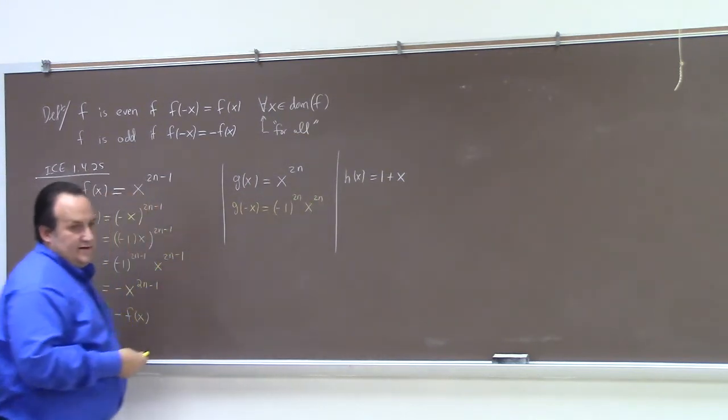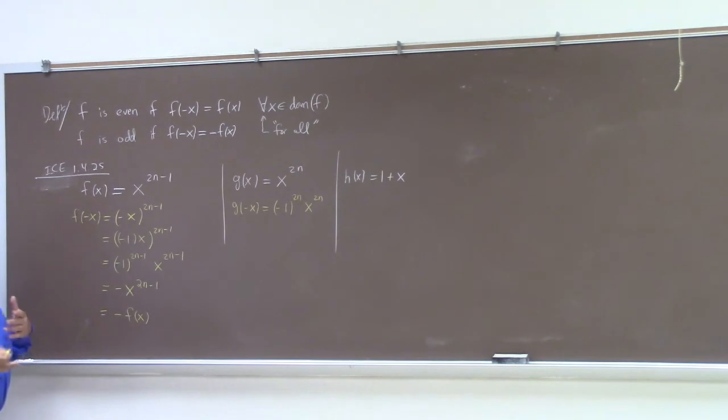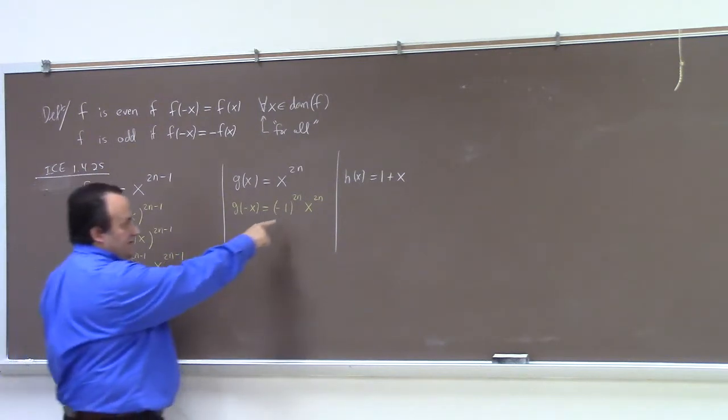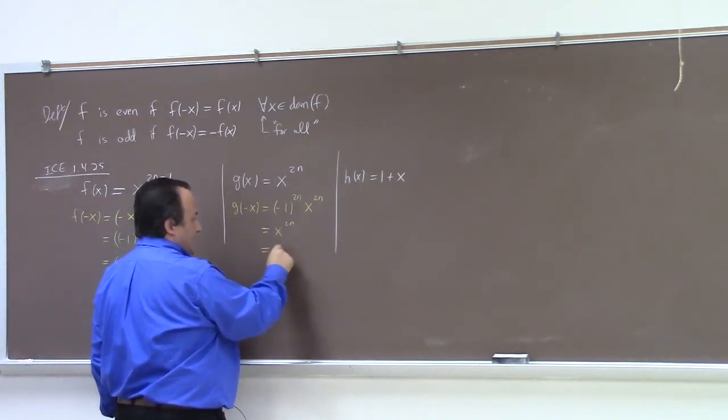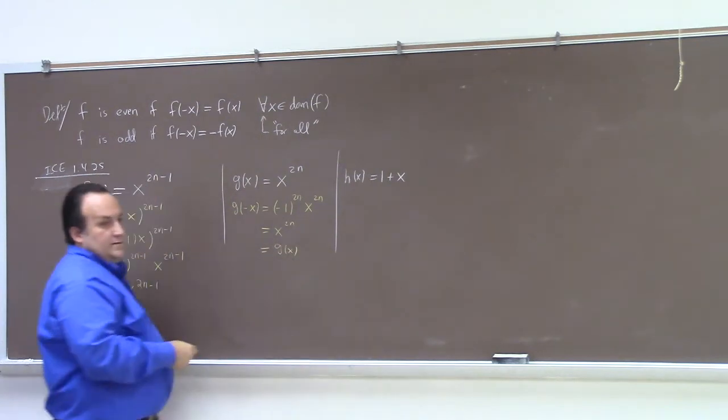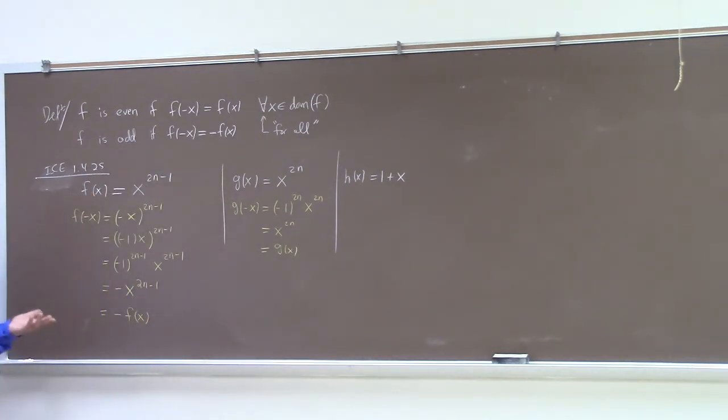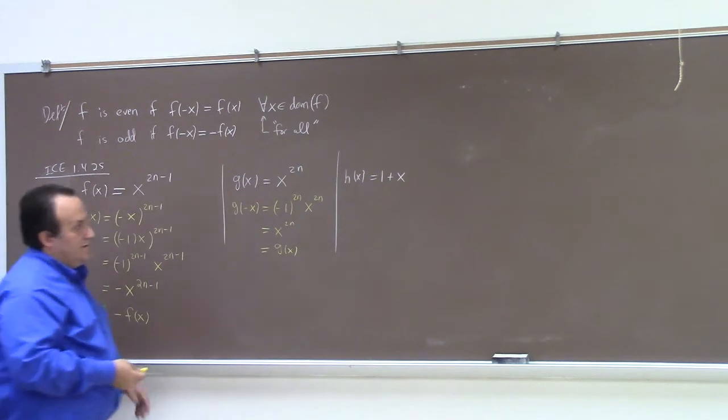What's minus 1 to an even power? Well, it's plus. Like minus 1 squared, minus 1 to the 4th, minus 1 to the 6th, plus. So this is just plus 1, and we just get x to the 2n. We get g of x, right? So an even power function's even.